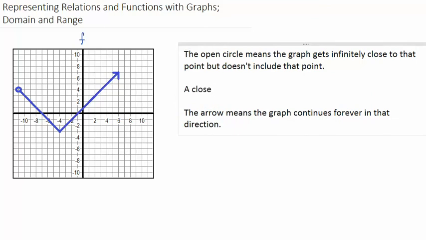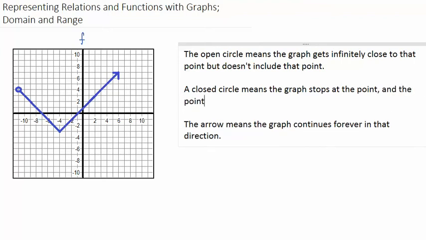A closed circle means the graph stops at the point and the point is part of the graph. The point is included in the graph. Up here, the open circle means the point is not included in the graph. It's a stopping point, but the point's not actually included in the graph. So what are some things we can say about this relation?